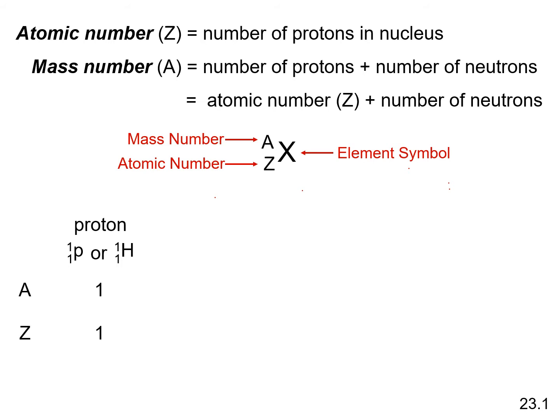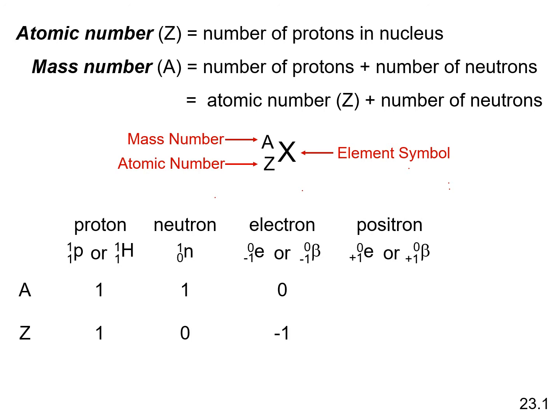Okay, so for the simple hydrogen, the atomic number is 1, and the mass number is also 1. For the neutron, the mass number is 1, and then the atomic number is 0. For the electron, the atomic number is -1. So this is how we represent some of these particles in the nucleus or in the atom, the atomic subparticles.